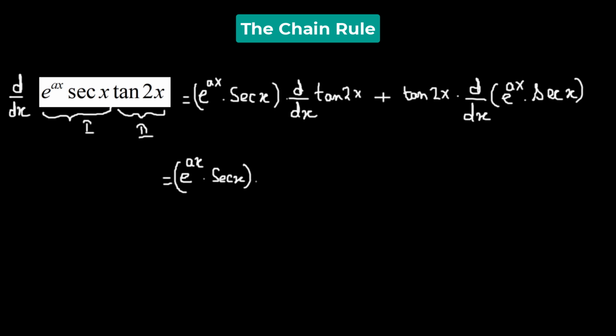So we have e raised to the power of ax times secant of x multiplied to, now let's try to find out the derivative of tangent of 2x. We know that the derivative of the tangent function is secant squared x, but here we have 2x. So we're going to make an assumption that 2x is equals to x. So that should give us secant squared 2x. But since it's not x, it's instead 2x, so we need to multiply it to the derivative of 2x.